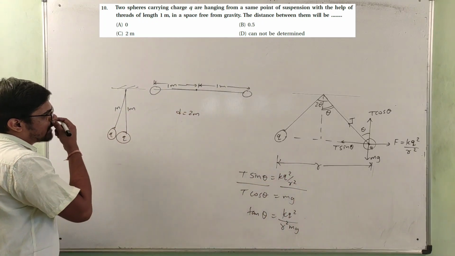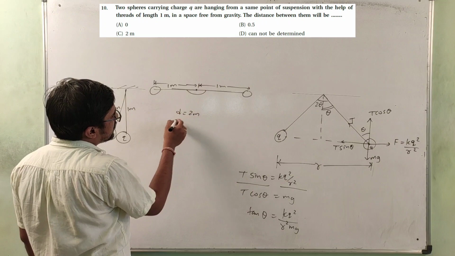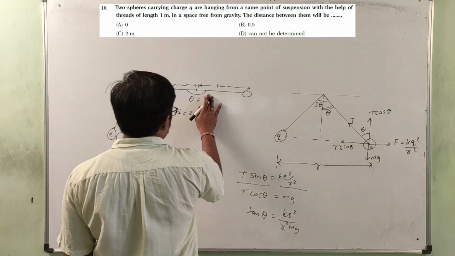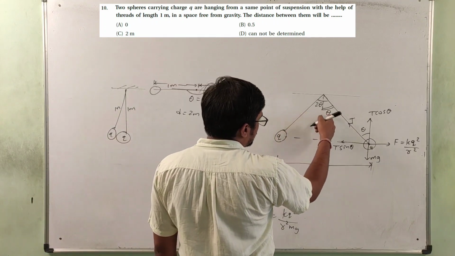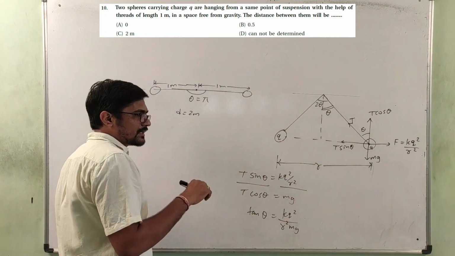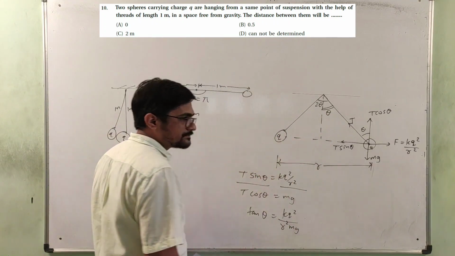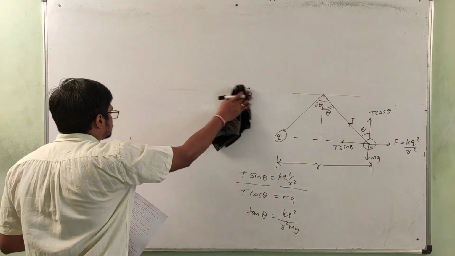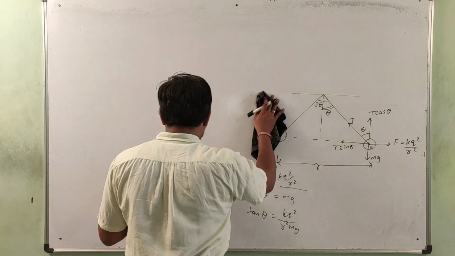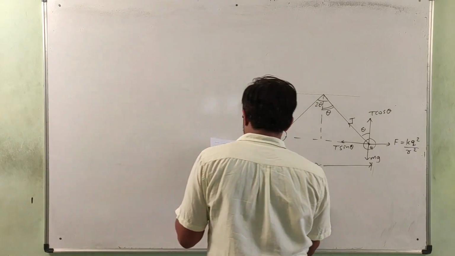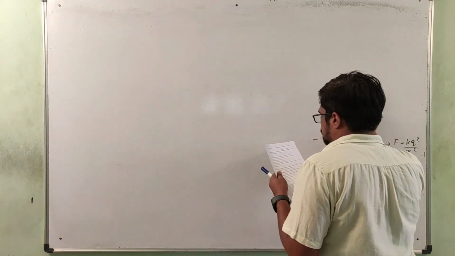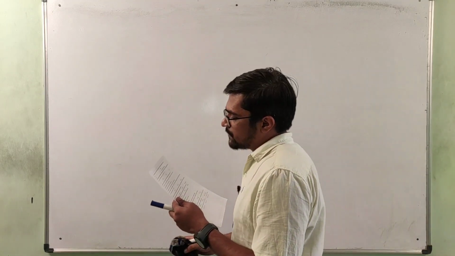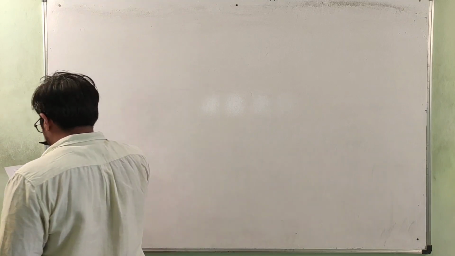So remember, whenever gravity is not present, the angle between them becomes 180 degrees. Whenever gravity is present, then it becomes some angle 2 theta, double this theta, and you can calculate this theta from this equation, right? So remember both concepts, in the presence of gravity and in the absence of gravity. So in our question, the space is free from gravity, so the distance between them becomes 2 meters.